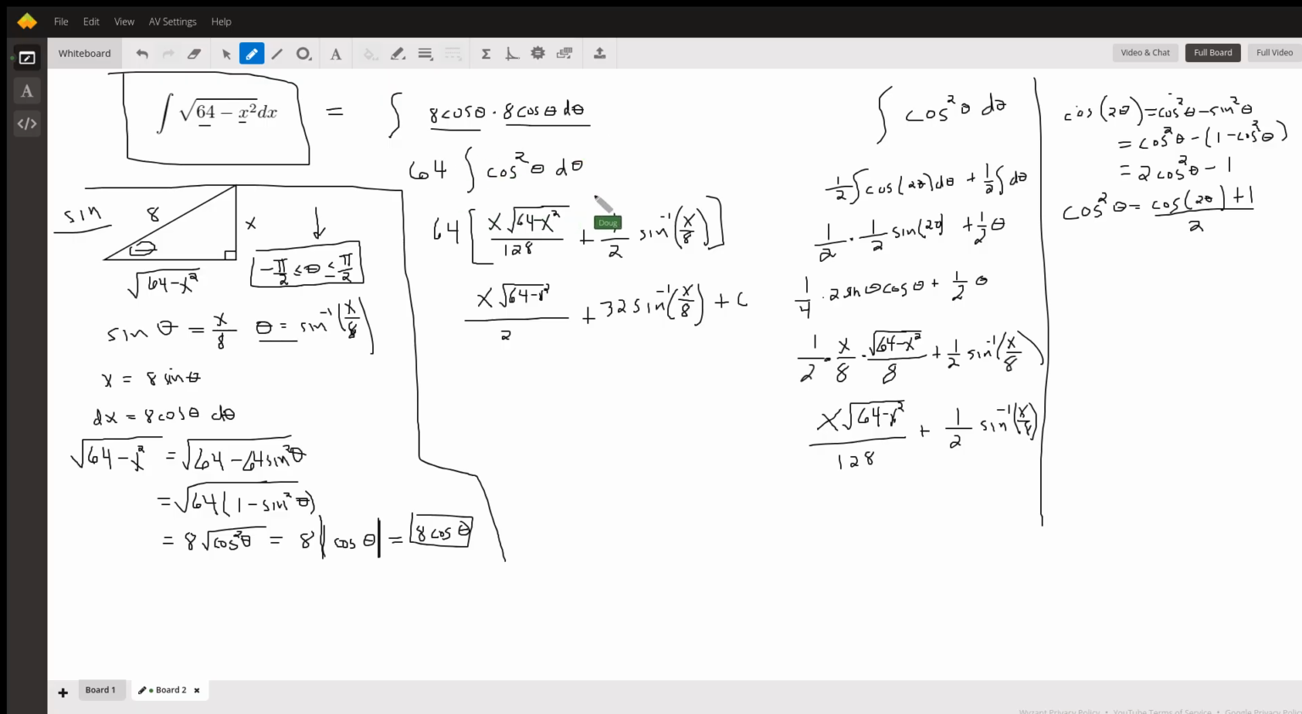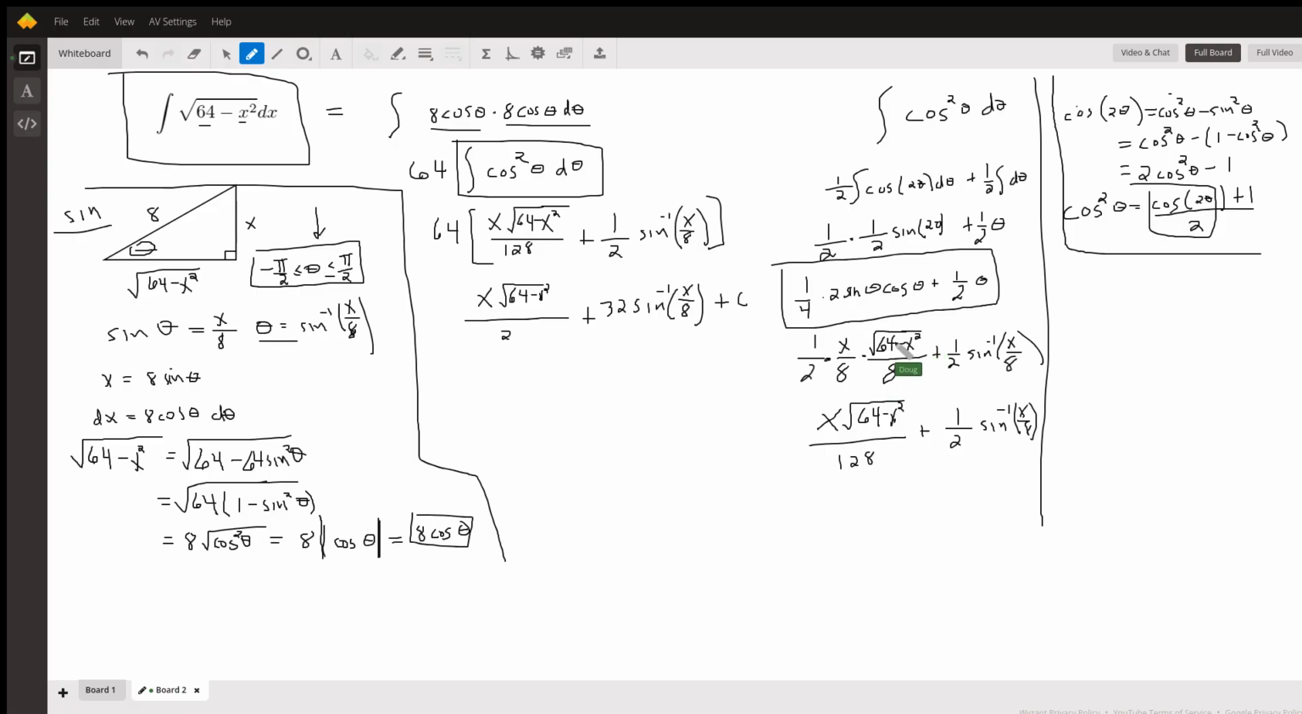And we have to find the antiderivative of cosine squared, which is a pretty standard thing using the power reduction formula. There's a formula for cosine squared. So we're finding the antiderivative of 1/2 of cosine 2 theta plus the antiderivative of 1/2. And that's what you get. And from the right triangle for sine of theta, we can substitute x over 8 for the sine of theta, and the square root of 64 minus x squared over 8 for the cosine of theta.